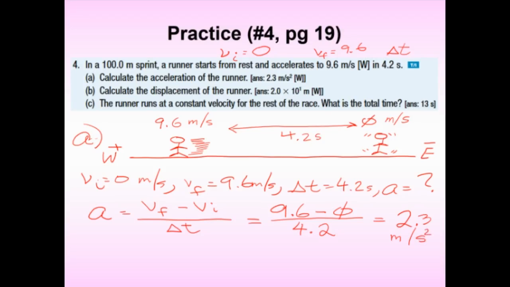What does that mean? Every second of those 4.2 seconds, they were gaining 2.3 meters per second of speed, not of distance, of speed. Done. That's it. That's how. Yeah, what's up?